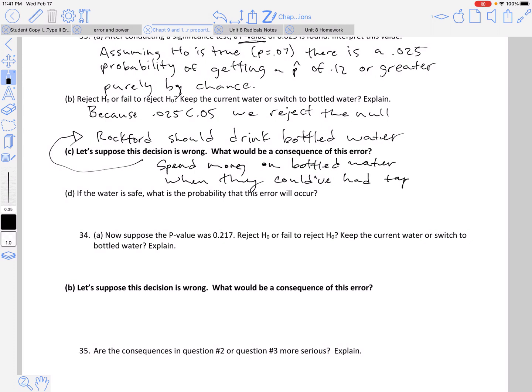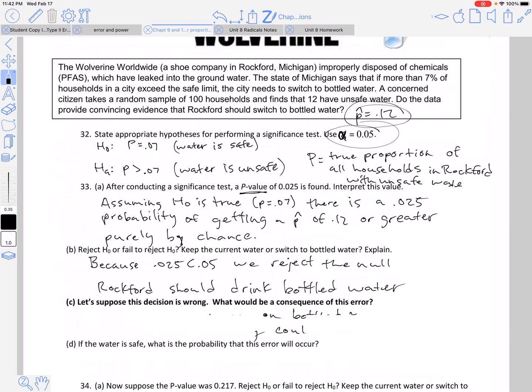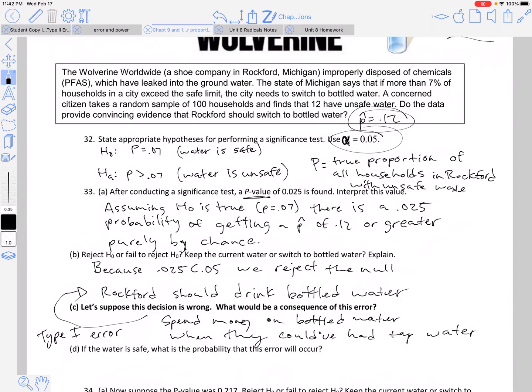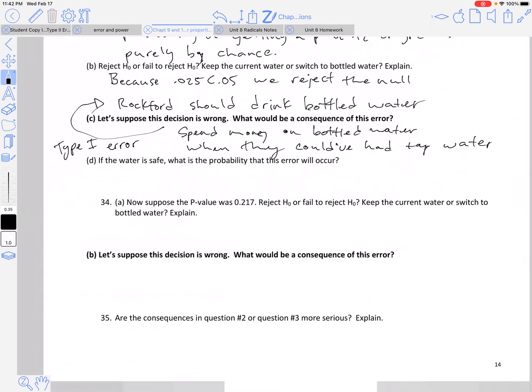Which is a lot cheaper and saves a lot of bottled water, right? Saves a lot of those plastic bottles. So like I pointed out, this is a type 1 error right here. Okay? So we rejected the null, but it was true. The water was safe. Okay?